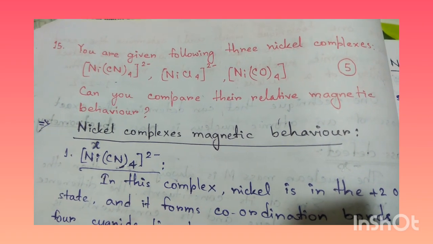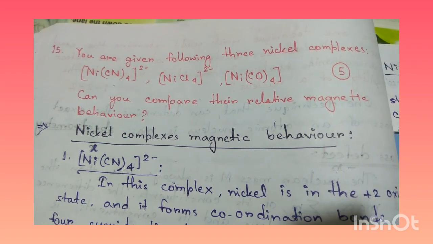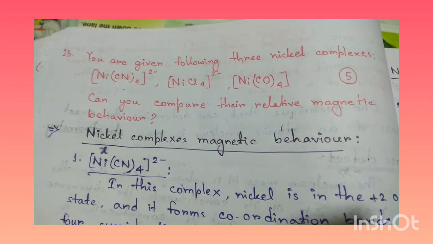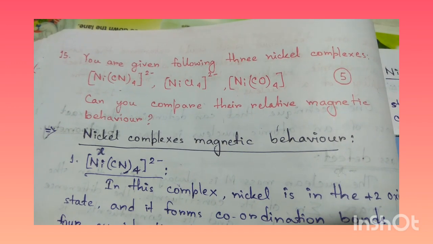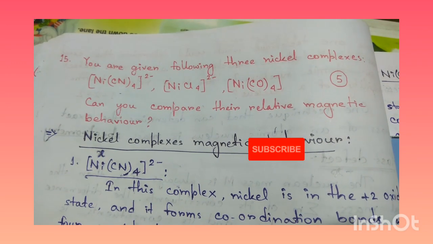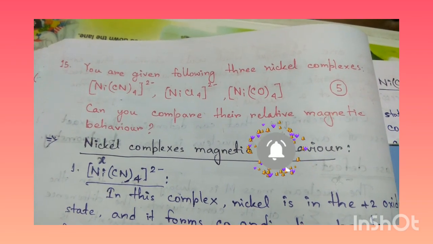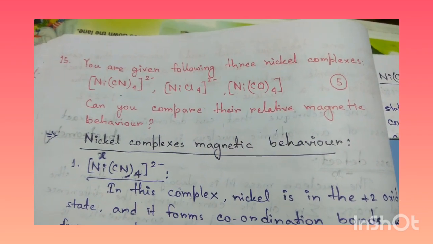Nickel complexes' magnetic behavior. Let's analyze each complex individually. If you want to get 4 marks in your JBNSTS exam, then you can write the highlighted points to grab the teacher's attention. Nickel complexes' magnetic behavior.